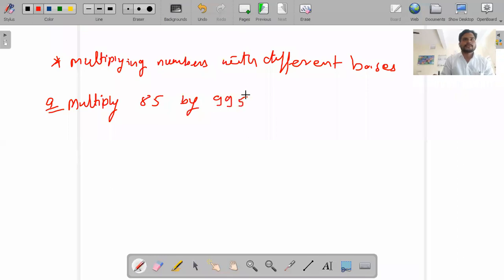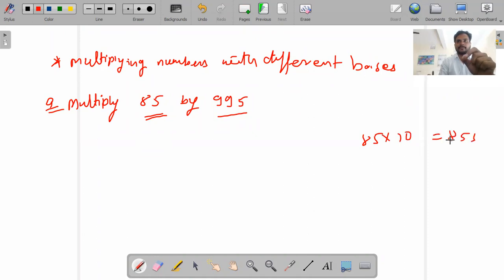995. Now as you observe here in this example, for the number 85, 100 will be the appropriate base, and for 995, what will be the base? 1000 will be the base. Now what we can do here is make the numbers in such a way that both of their bases will be the same. So I can multiply this 85 with 10. If I multiply 85 with 10, I will get 850.